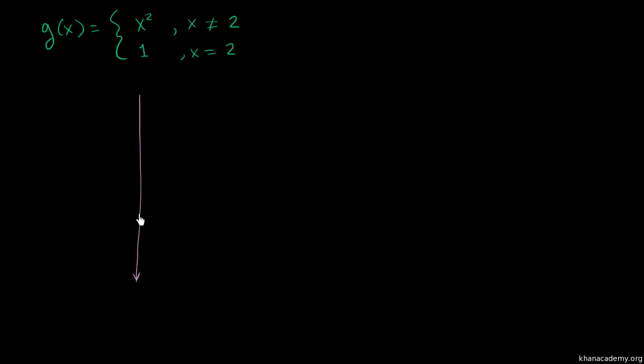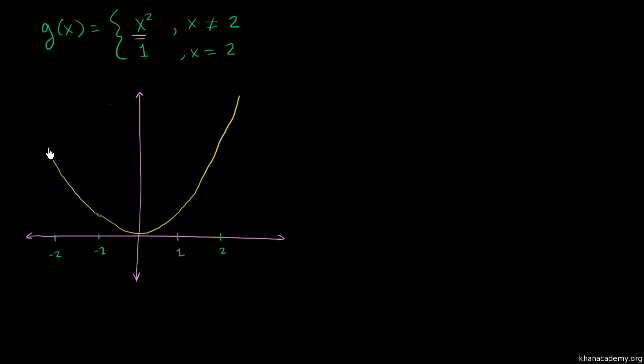But let me graph it. This is my y equals g of x axis. This is my x axis right over here. Let's say this is x equals 1. This is x equals 2. This is negative 1. This is negative 2. Everywhere except x equals 2, it's equal to x squared. So it's going to be a parabola. Let me draw a better version of the parabola. It'll look something like this.